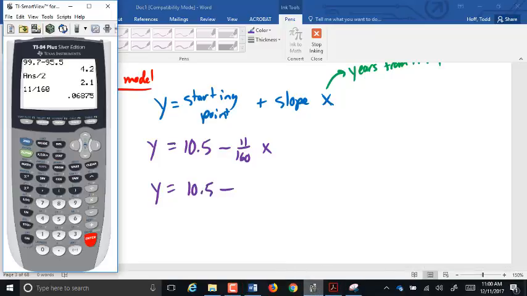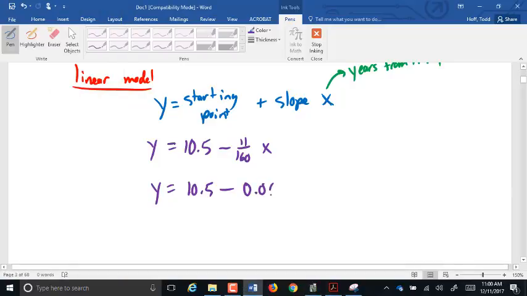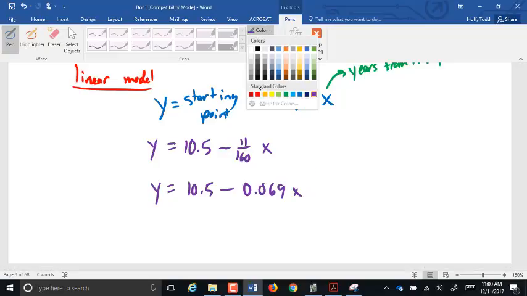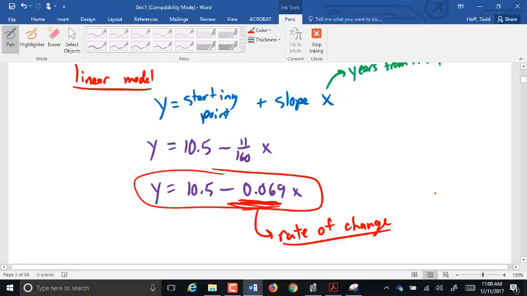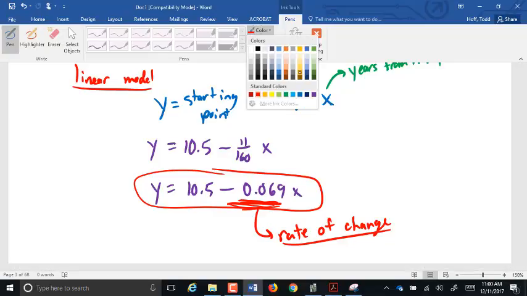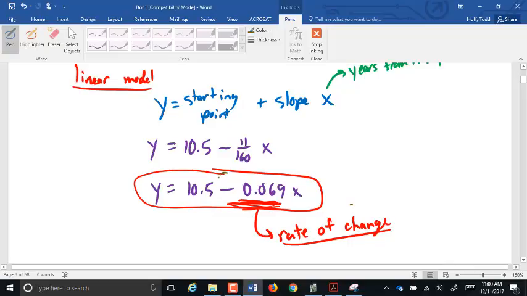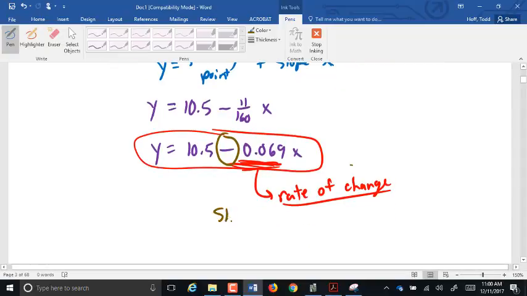Okay. So that's 10.5 minus 0.069x. So what this tends to be telling us is, what does this slope indicate? Remember, slope is a rate of change. What would that be indicating about our polar ice caps? Well, the negative would seem to be telling us that it's doing what? It is decreasing. It is shrinking.